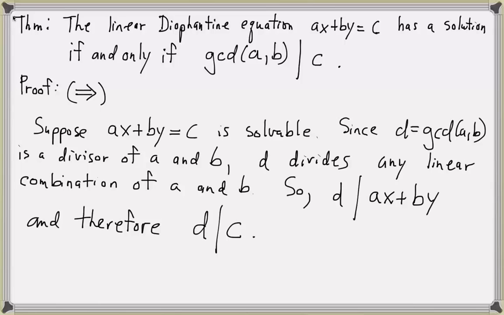Now we're going to prove the reverse implication. So in this part of the proof, we're going to assume that the greatest common divisor of a and b divides c. But first, we're actually going to show that I can write the greatest common divisor as a linear combination of a and b. Without loss of generality, we're going to assume that a and b are positive.